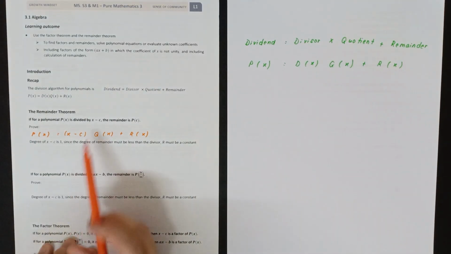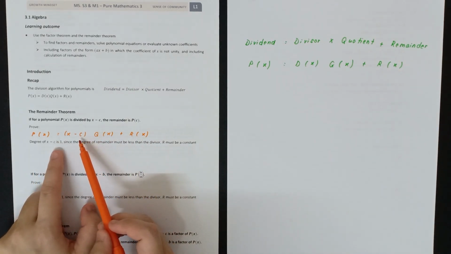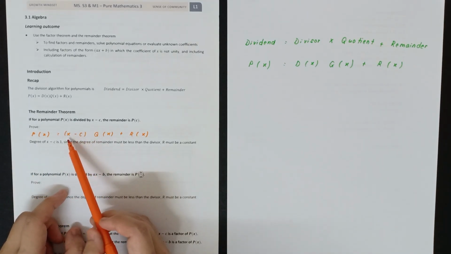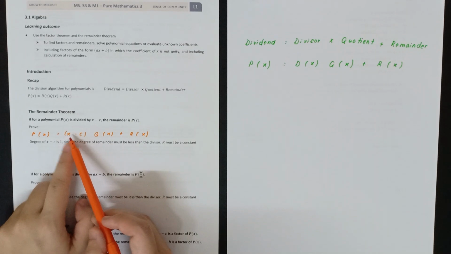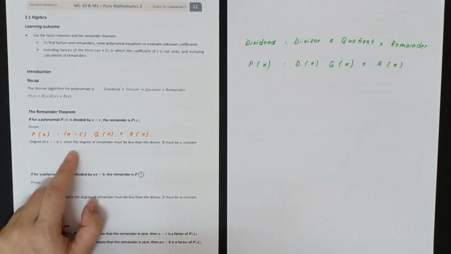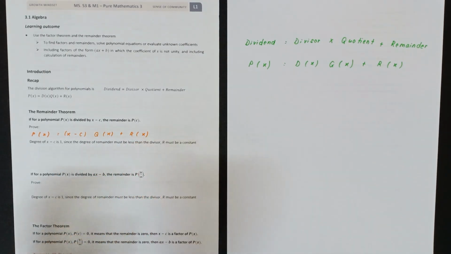Now when you look at this, you have a divisor that has a degree of 1, because the highest power of x in this expression is 1, meaning x to the power 1. In a previous lesson we also discussed that the remainder always has a degree that is less than the divisor. So your r here must be a constant.